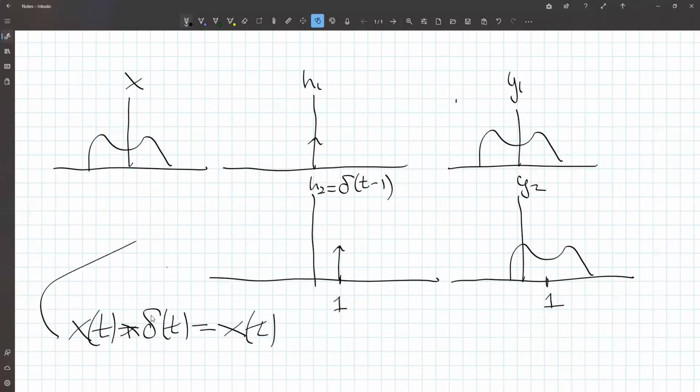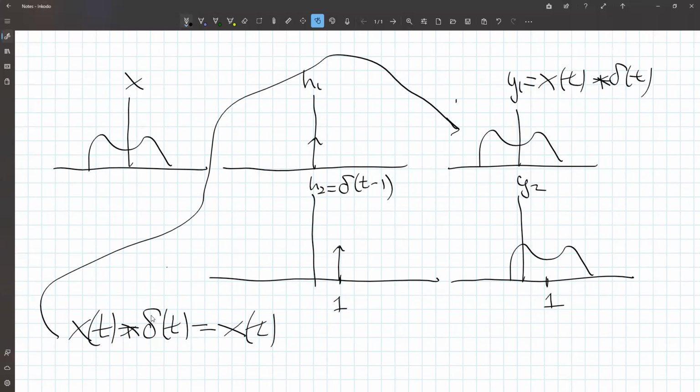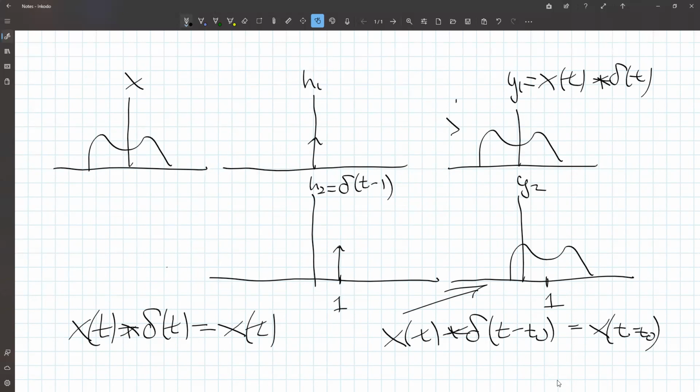And we can see that in this one right here, right? Because this y of t was x of t convolved with delta of t, and x of t convolved with delta of t minus t naught is equal to x of t minus t naught. And that's this example right here. How's everybody feel about that? Is that kind of being understood by people?